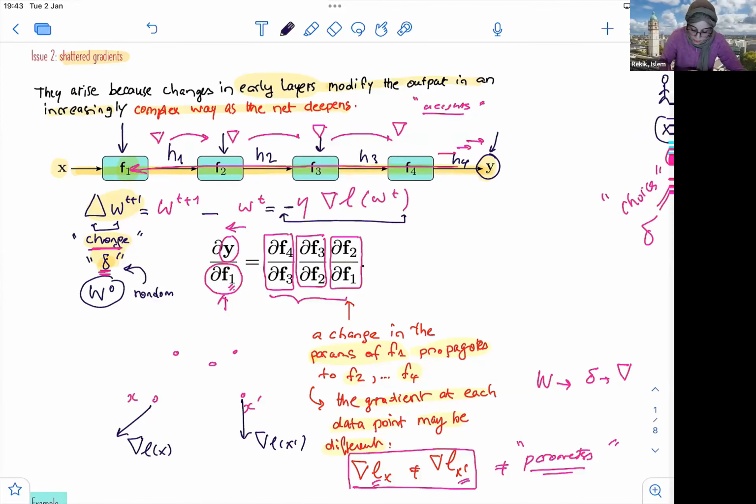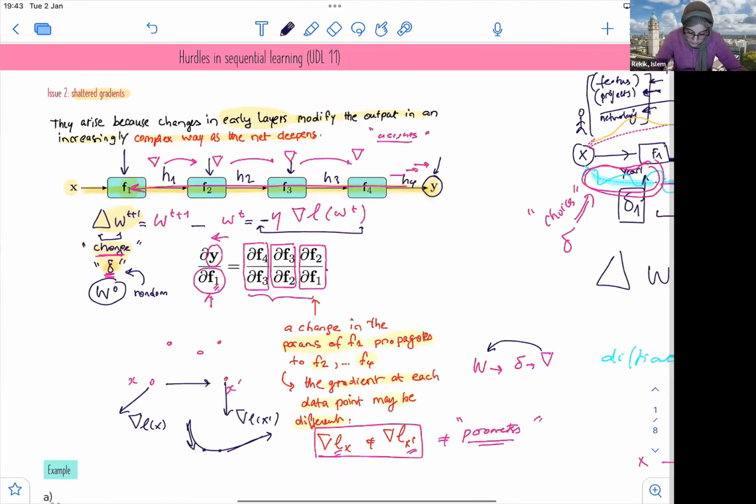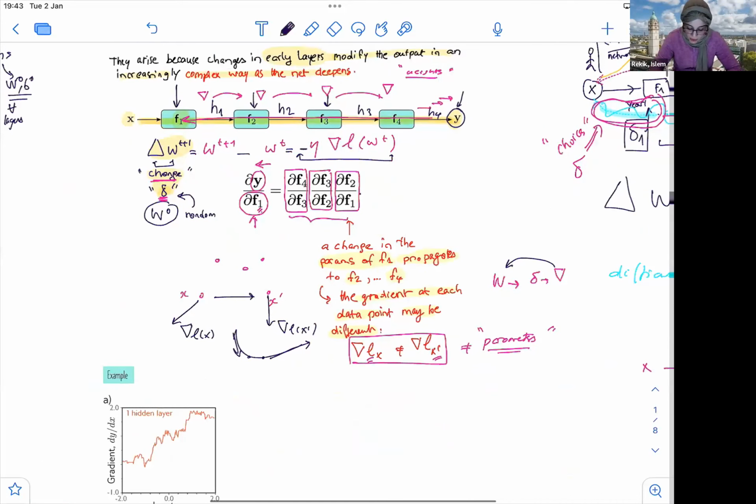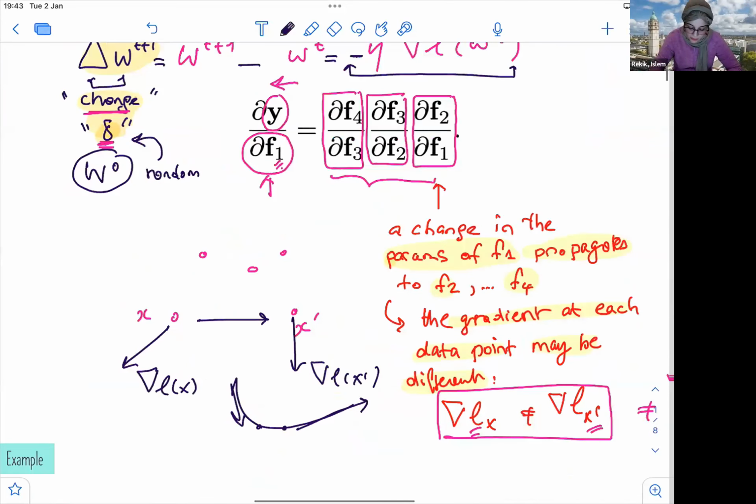So I go, for example, from this one to the next one, and what happens is that my gradient is changing. So my loss function shape is changing between 2 consecutive points. So something is happening, like a change in shape of my function. And this is also impacting, of course, the change in the parameters that we want to update. Now this phenomenon is called shattered gradients. We call it shattered gradients.